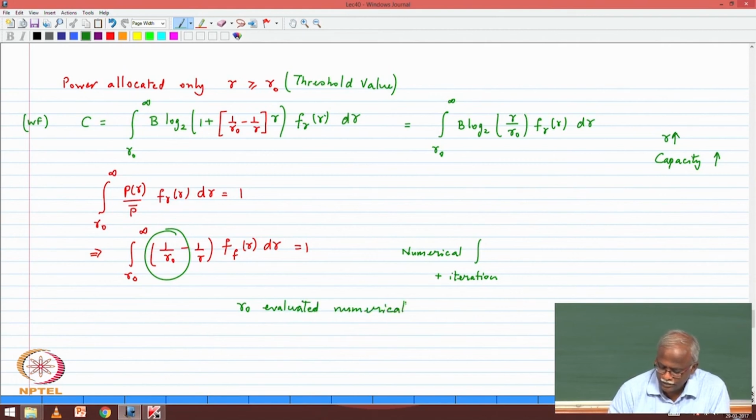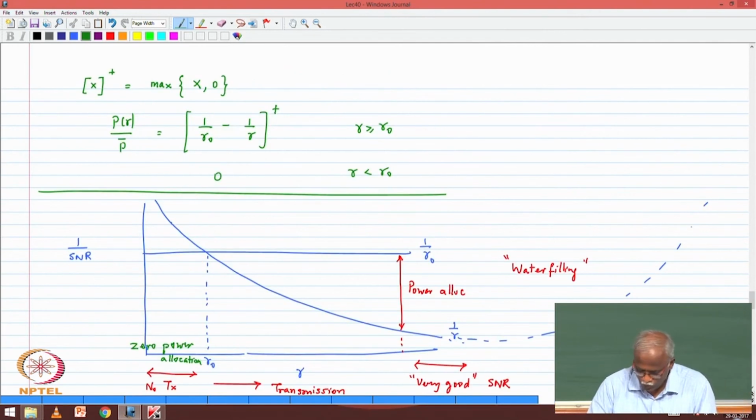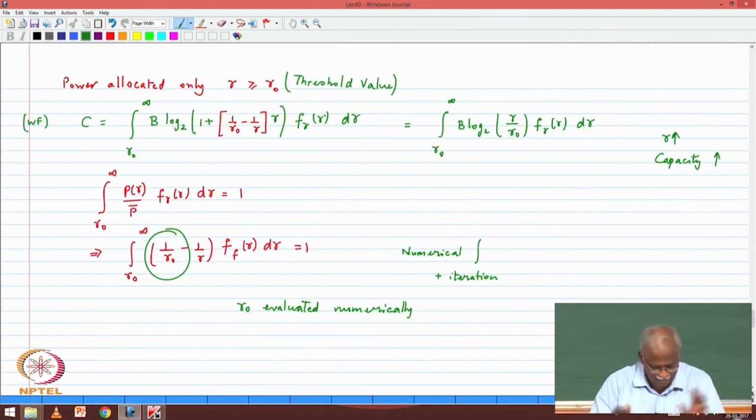So the final statement is that the optimum power allocation goes via water filling. It has to have a reference point, the water level, and that water level has to be obtained through a numerical calculation which takes into account the average power constraint that you have, but once you have that, it is something that is easily achievable.